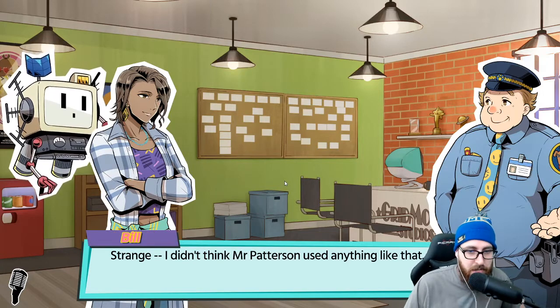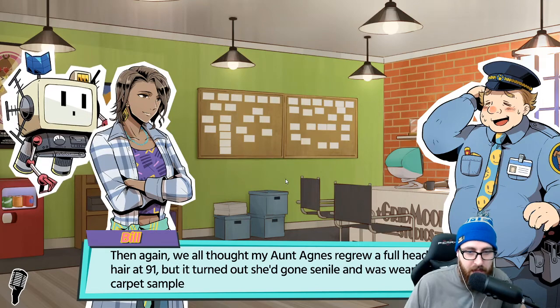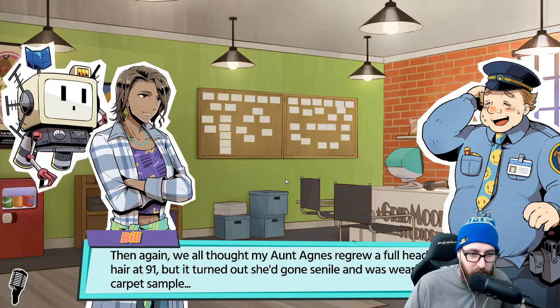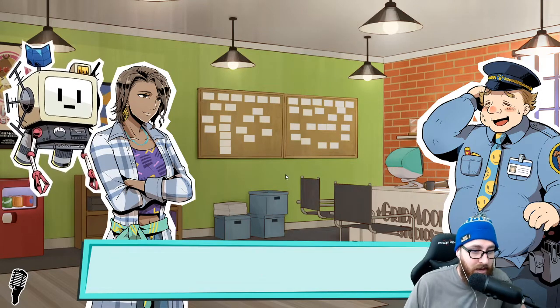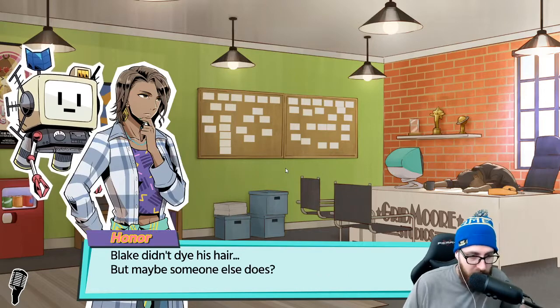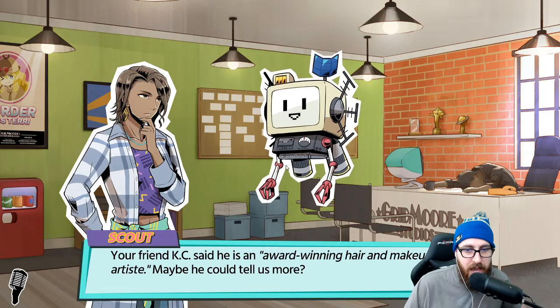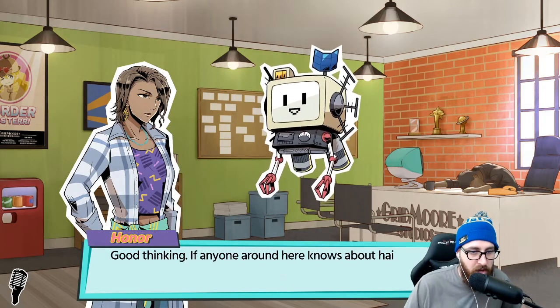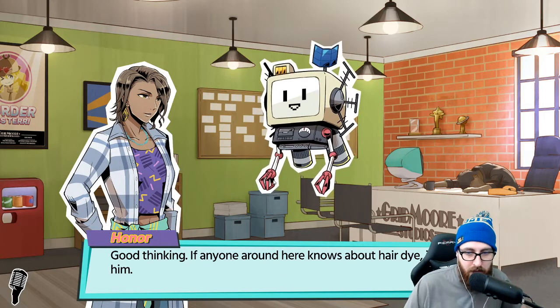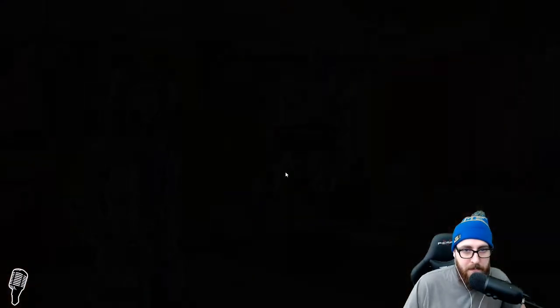Strange. I didn't think Mr. Patterson used anything like that. Then again, we all thought my Aunt Agnes regrew a full head of hair at 91. Turned out she'd gone senile and was wearing a carpet sample. Blake didn't dye his hair, but maybe someone else does. Your friend KC said he is an award-winning hair and makeup artiste. Maybe he could tell us more. Good thinking. If anyone around here knows more about hair dye, it's him.